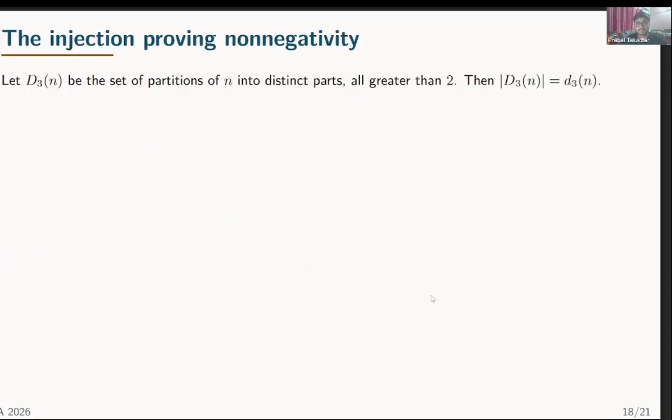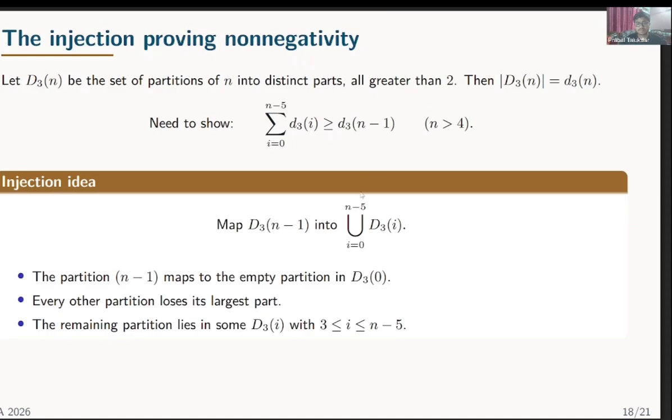Now we need to show that the partial sum dominates the boundary term. Let D3 of n be the set of partitions of n into distinct parts all greater than 2. Each size is small d3 of n. Now we need to show that this partial sum up to n minus 5 is at least d3 of n minus 1. Now we will use a simple injection here.